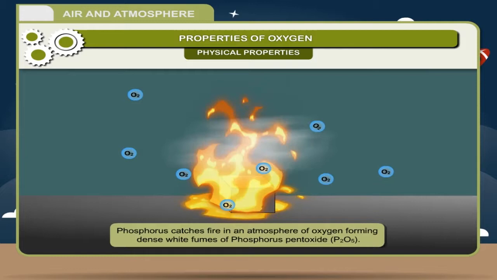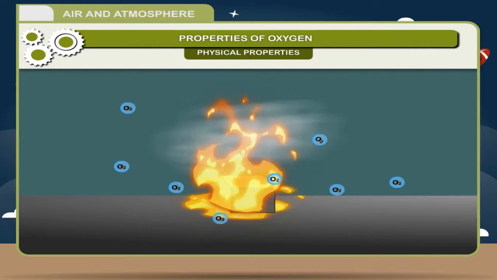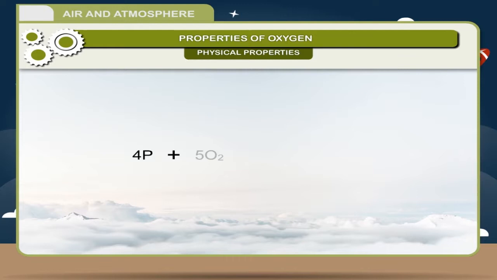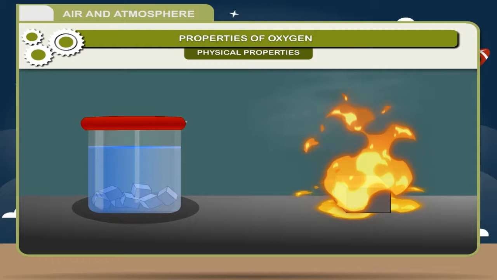Phosphorus catches fire in an atmosphere of oxygen, forming dense white fumes of phosphorus pentoxide, P2O5. The fumes on condensing form a white solid. 4P plus 5O2 gives 2P2O5. Phosphorus is stored by keeping it in a tube of water. It does not react with water, but catches fire when exposed to air.